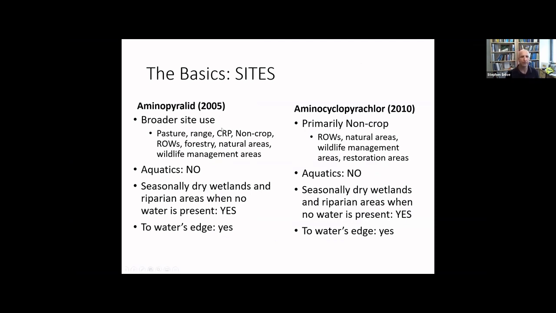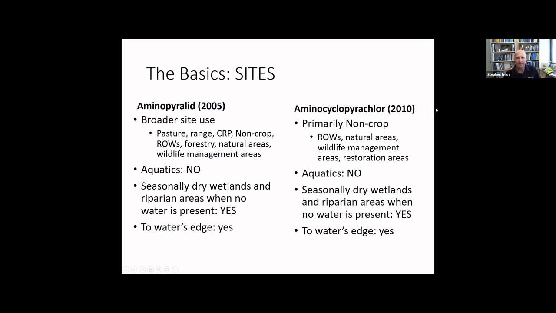Aminopyralid, Milestone, has been around for 15 years now, since 2005. It's got a broad site use, but for our purposes, natural areas, it is not labeled for use in aquatics, but you can use it in seasonally dry wetlands and riparian areas when no water is present. That's clear on the label. You can use it to the water's edge, so that is clear on the label.